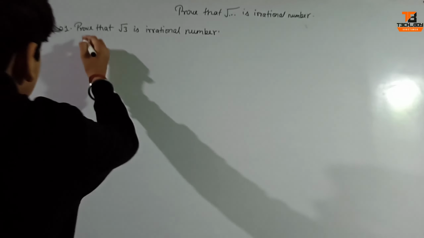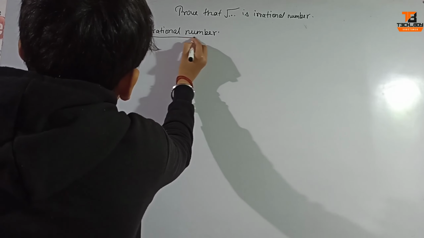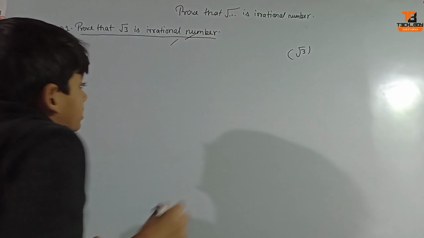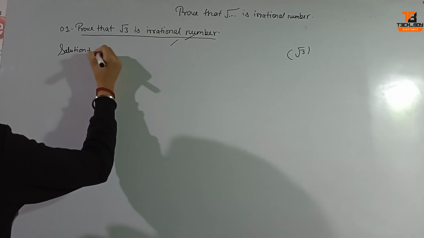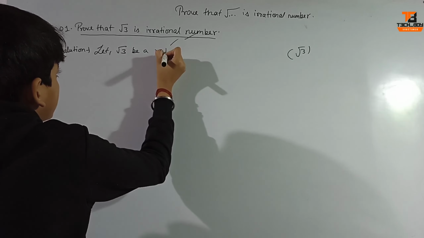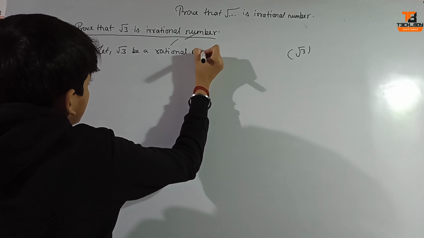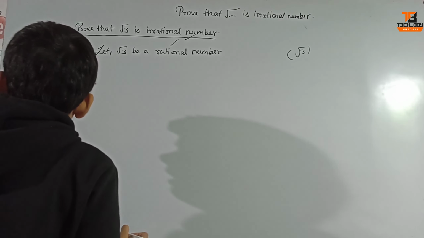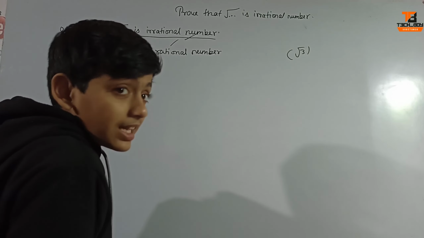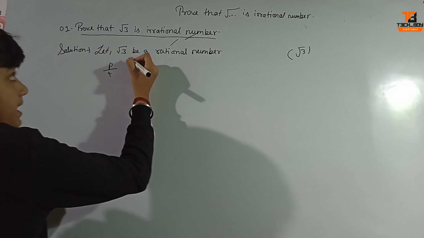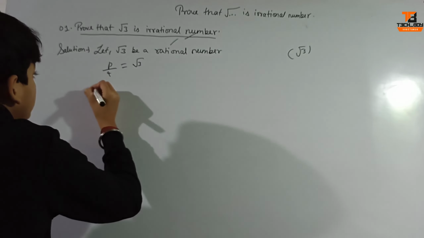Prove that root 3 is an irrational number. What we have to prove is that root 3 is what? Irrational number. Okay. Now we will write the solution. First, we suppose root 3 is a rational number. We have studied in class 9th that we can express a rational number in the form of p by q. Then p by q is equal to root 3.